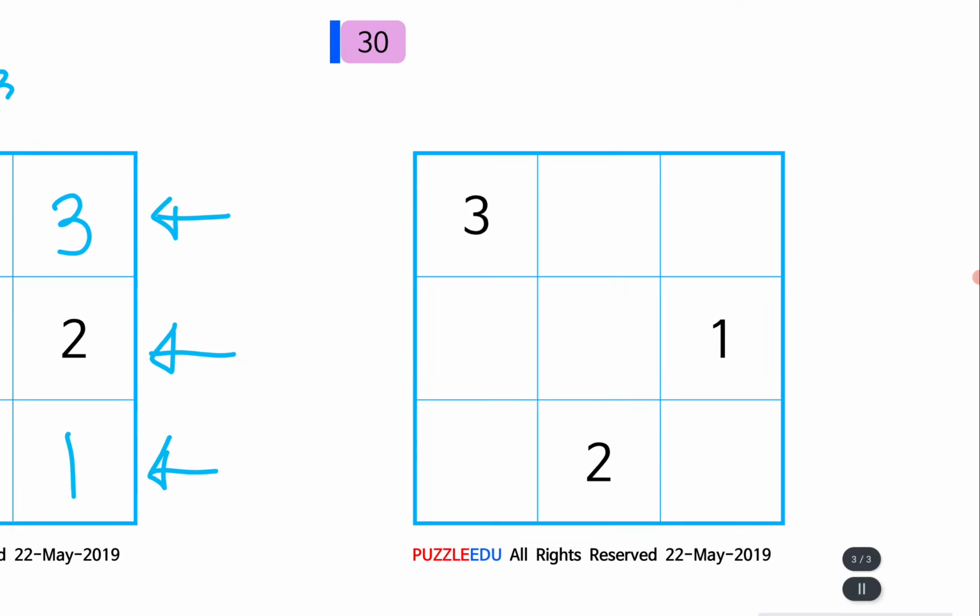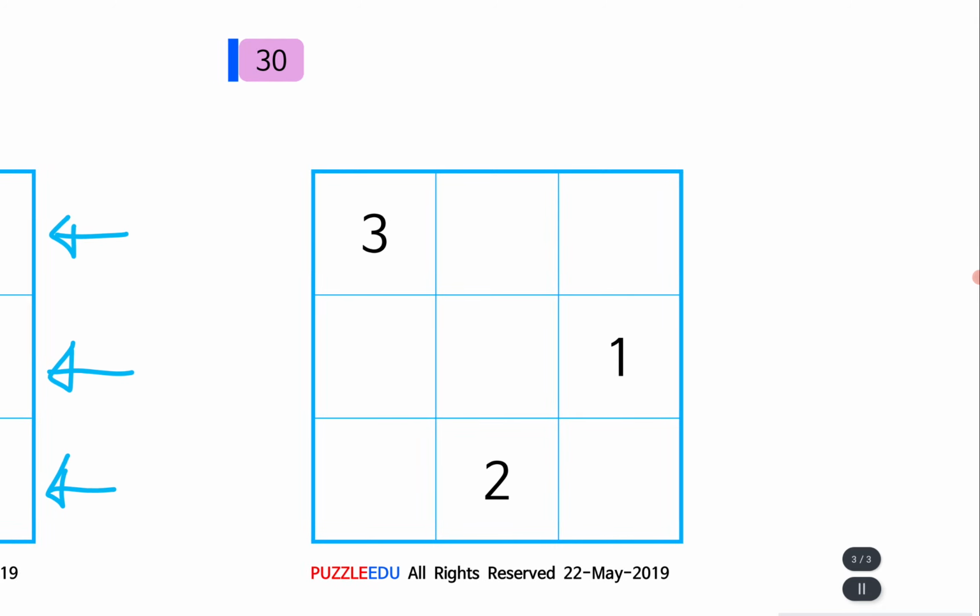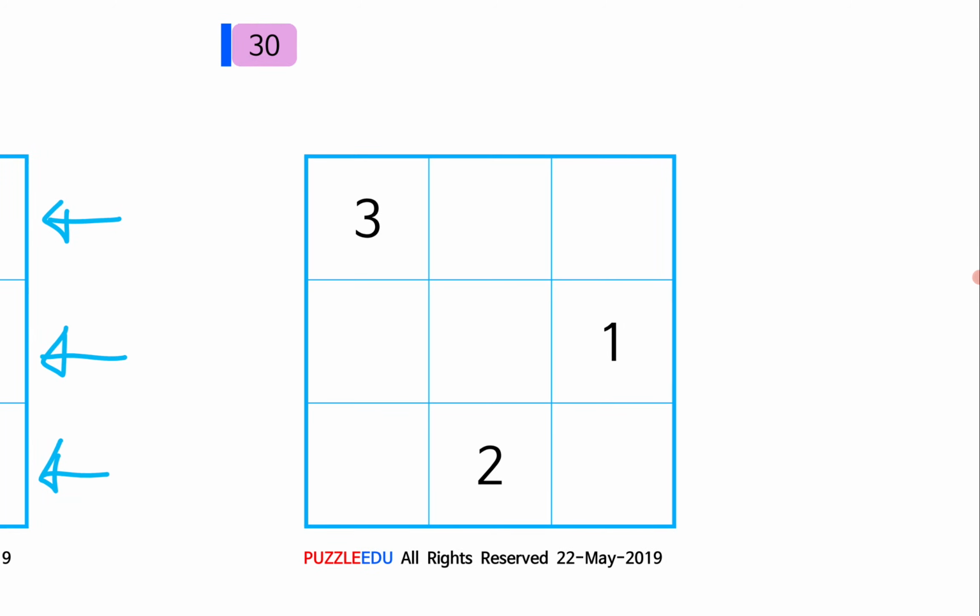Let's try this next puzzle. This is example 30 in your workbook. Now this one isn't as easy as the previous one because you can see that all the numbers that are filled in for us are all over the place, right? But we can still solve this problem using logic.